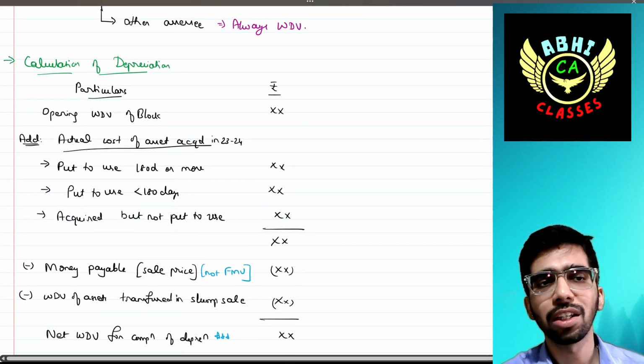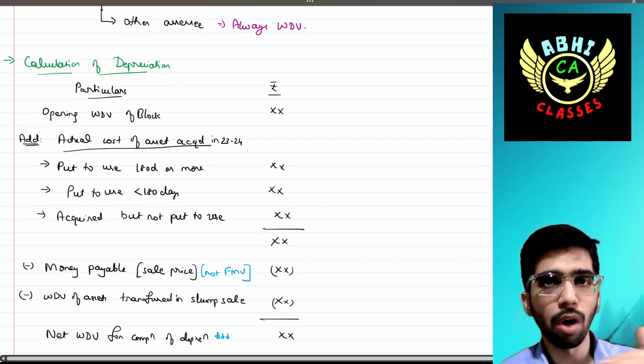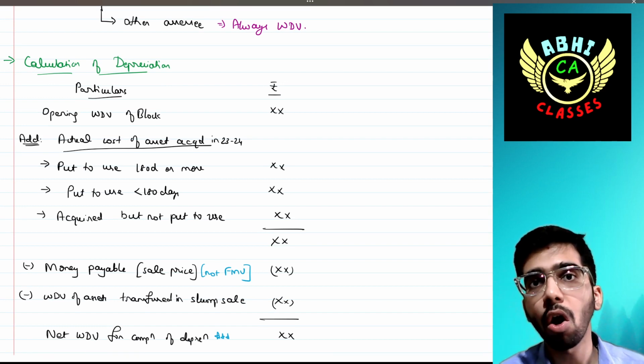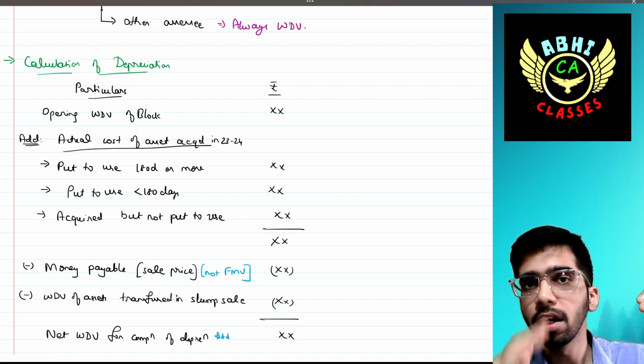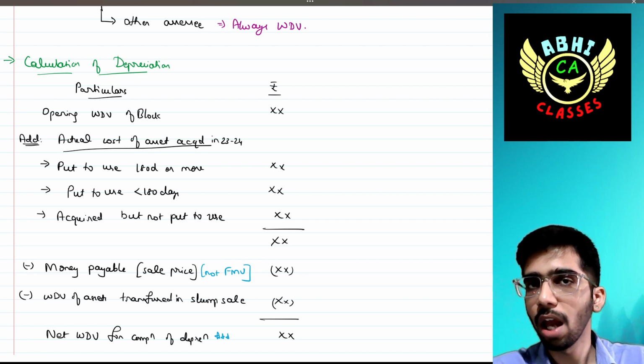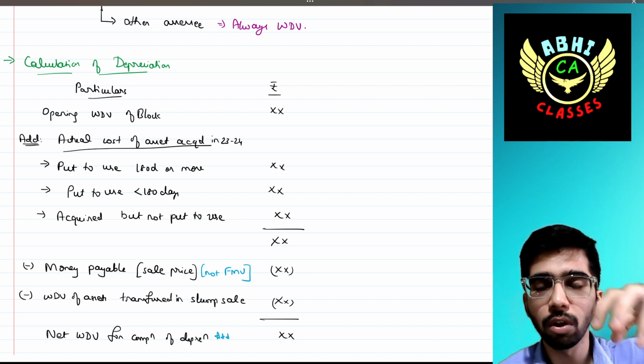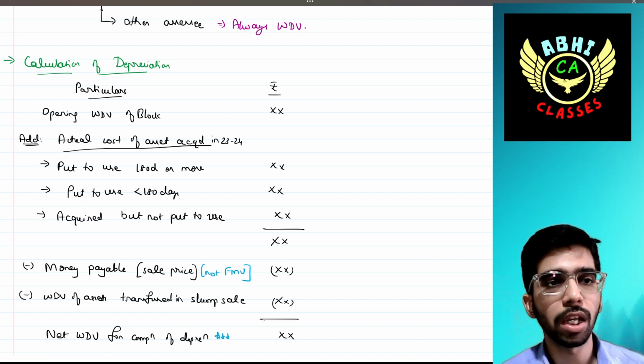Okay, then there is a format for computing the depreciation. First, you have to take the opening WDV of the block of the asset. Block of asset means the building, furniture, plant and machinery, and intangible asset. The WDV of the whole block of the asset should be taken.